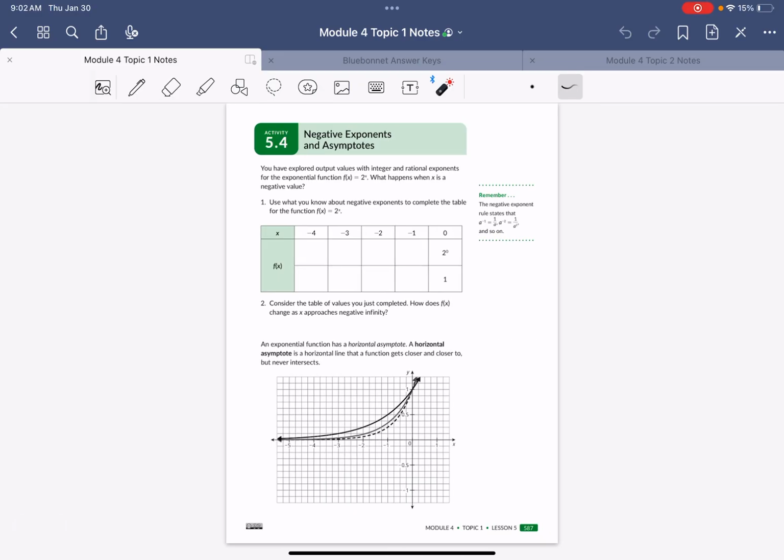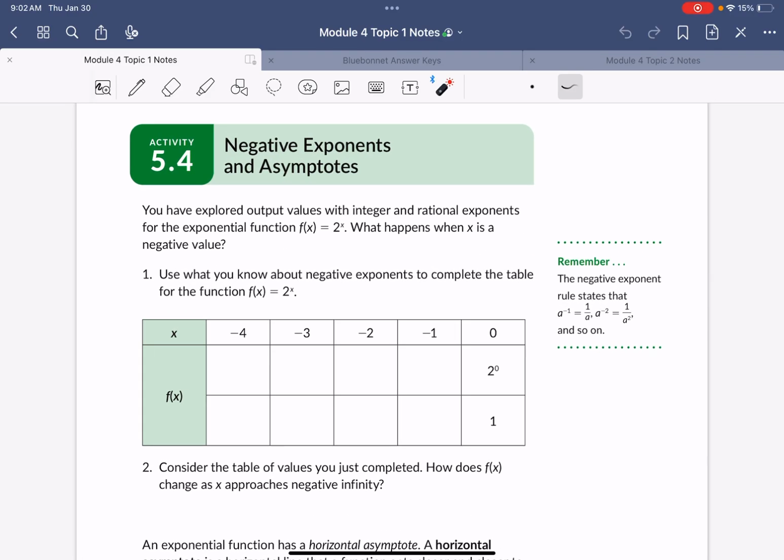We're skipping 5.3. So 5.4 starts off by saying you've explored output values with integer and rational exponents for the exponential function f of x equals 2^x, or 2 to the x power. What happens when x is a negative value?